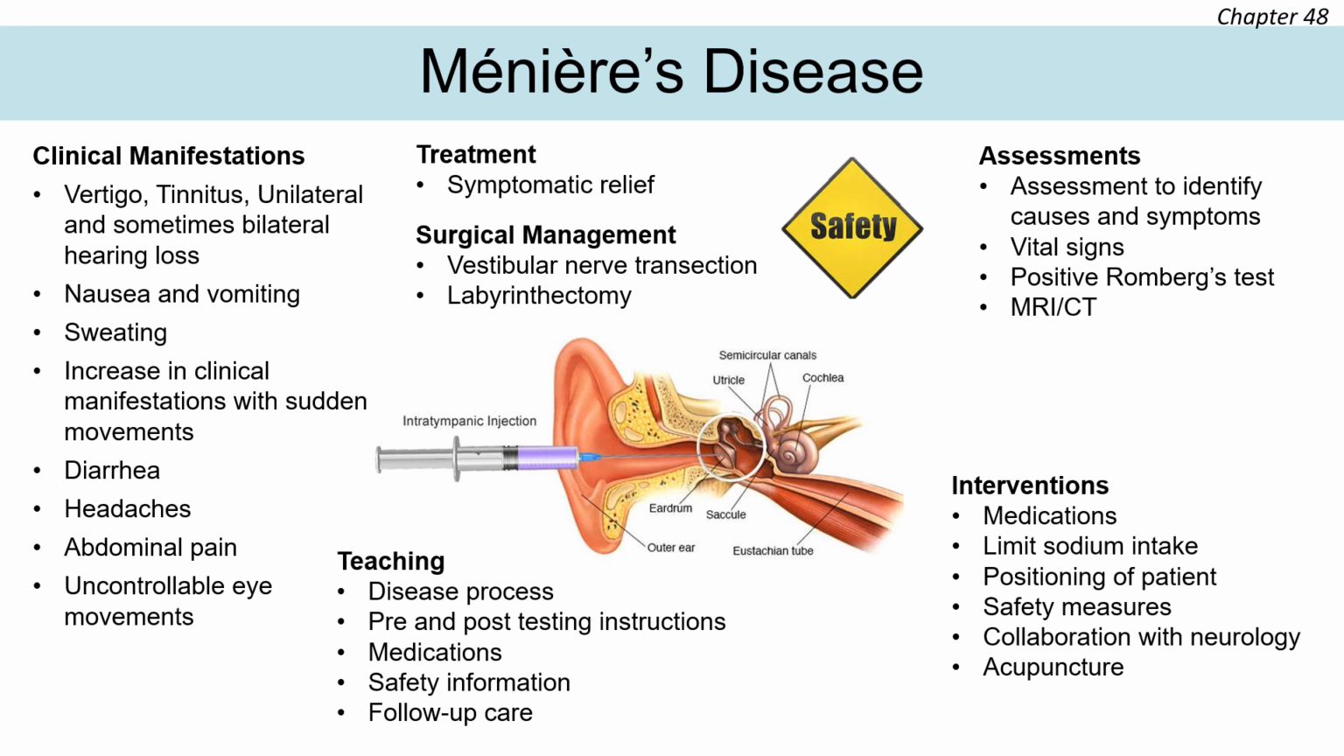These patients will have a positive Romberg's test, if you remember how to assess for that. They're going to be off balance. They'll have some diagnostic testing like an MRI and CT scan to rule out any structural abnormalities. And then we have interventions. So again, medications are going to be based on their symptoms. So if they're nauseous, we're going to give them antiemetics. We can give them motion sickness medication, which is meclizine. So again, it's the signs and symptoms that we're treating.